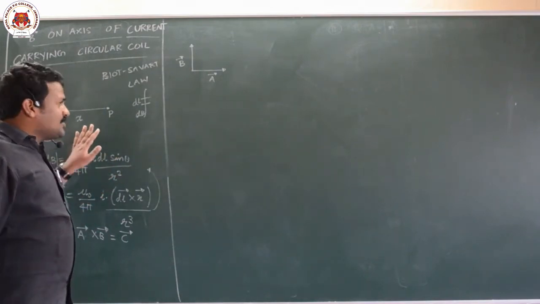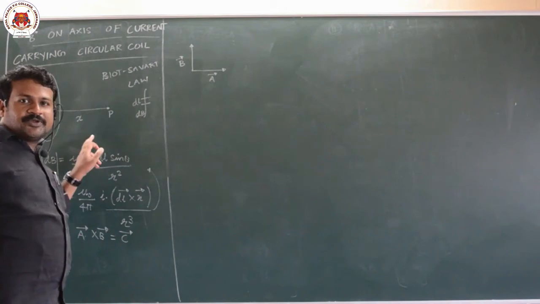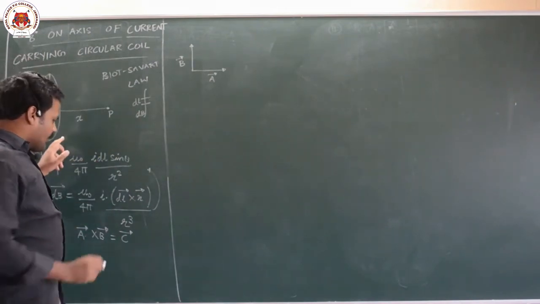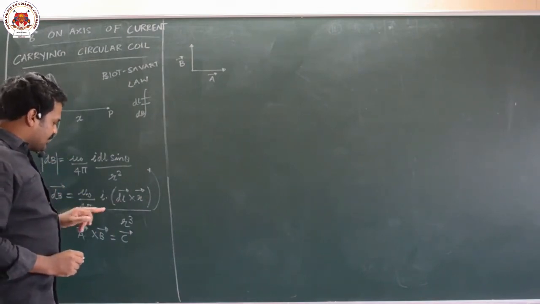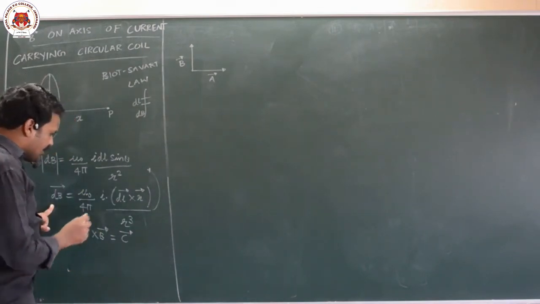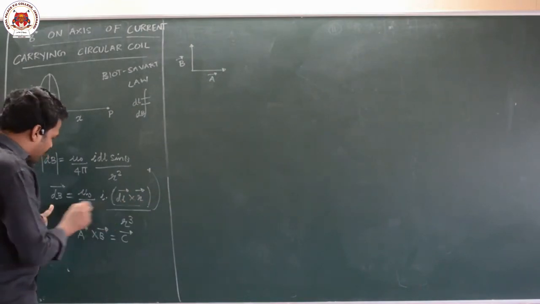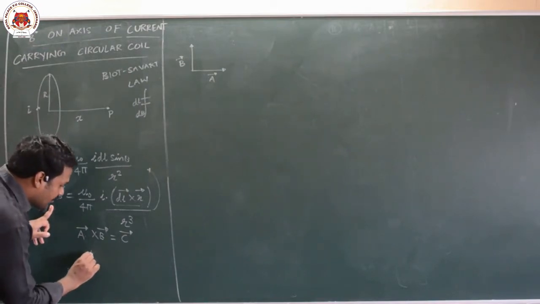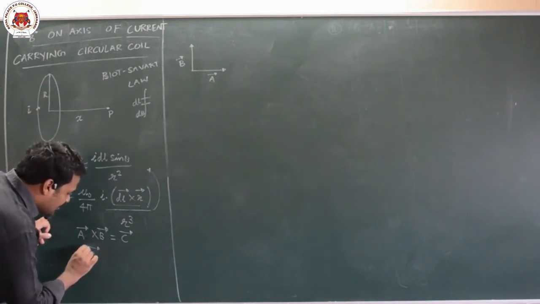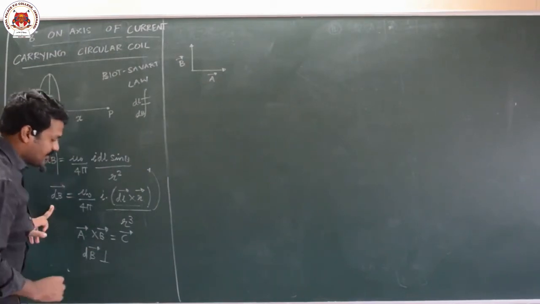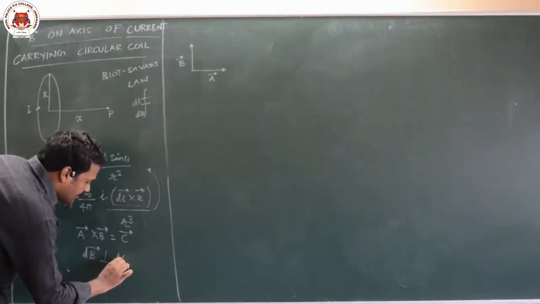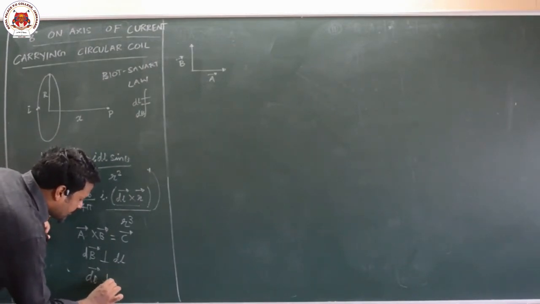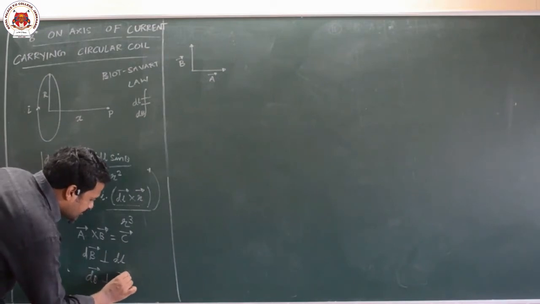That means here why I have written vector, the derivation is very simple, but understanding it is very difficult and it is more important for your theory exam. Many times they ask this question. So what is the condition? What you have to understand is that the cross product of DL bar and R bar is DB bar. So DB must be perpendicular to DL, and DB must be perpendicular to R bar. This is the condition.